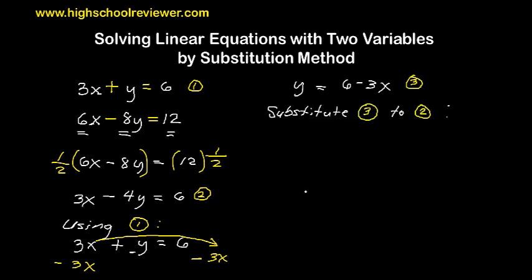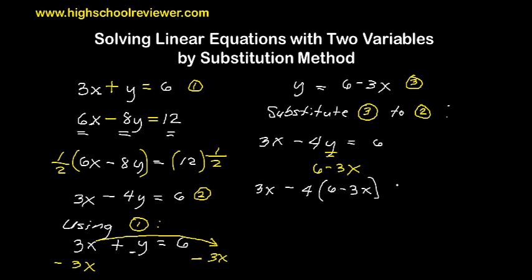Using the substitution method, we are now going to substitute equation 3 into equation 2. Our equation 2 is 3x minus 4y equals 6. And instead of y here, we will now substitute 6 minus 3x. We will have here 3x minus 4 multiplied by 6 minus 3x, and this is equal to 6.